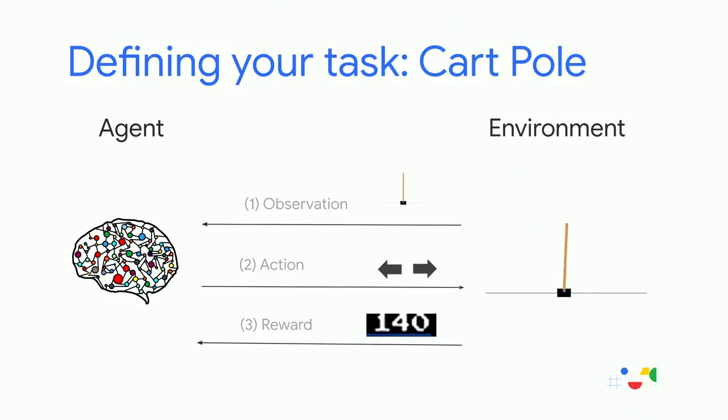And the reward is the value 1.0 every time step or frame that the pole is up and hasn't fallen over more than 15 degrees from vertical. And once it has, the episode ends.